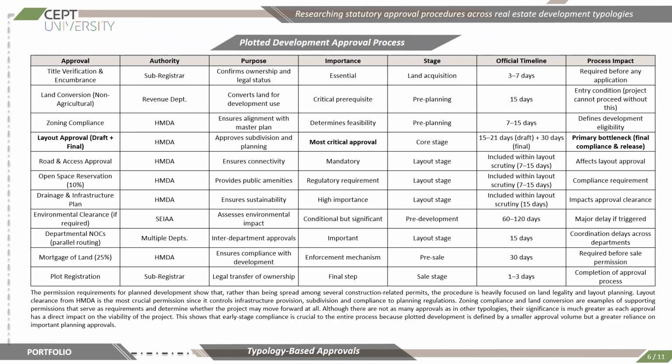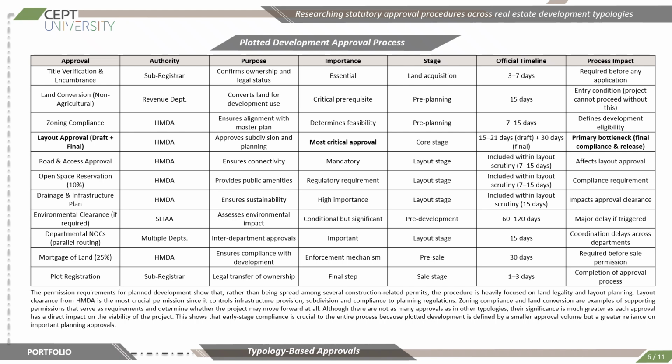The approval structure also includes supporting permissions related to road access, open space reservation, drainage infrastructure, and environmental clearances. The process further involves departmental NOCs, which require coordination between multiple agencies. Delays often occur due to these interdepartmental dependencies and sequential processing systems. Another important mechanism highlighted in this slide is the mortgage of land to the HMDA before sale permissions are granted. This acts as a regulatory enforcement mechanism to ensure compliance with approved conditions of the development.